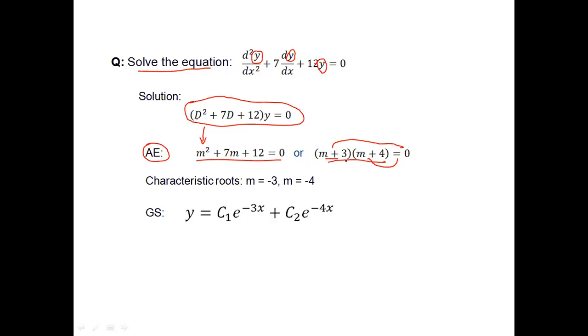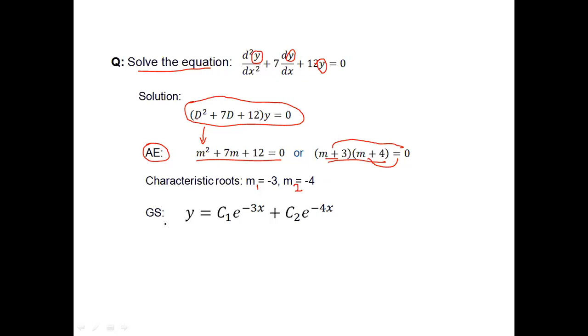So equating m + 3 to 0, we get the value of m as -3. So the first m here, we can put a subscript 1: m1 is equal to -3. Then the second value is m2, m2 is equal to -4.